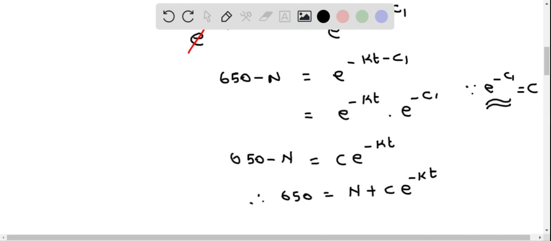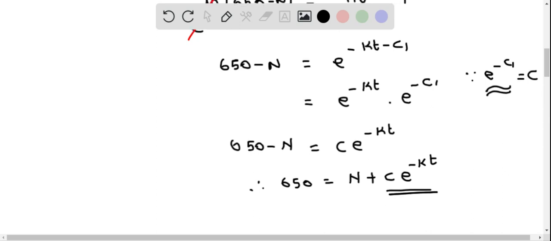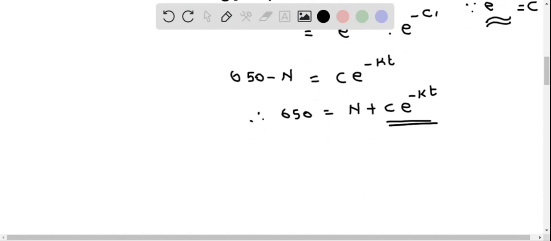Now we subtract C times e to the power of negative kt on both sides and solve for n. Therefore we get n equals 650 minus C times e raised to the power of negative kt. And this is the general solution of the differential equation. In fact, we can replace this n with a function of t, that is n of t. So we have the solution n of t equals 650 minus C e raised to the power of negative kt.